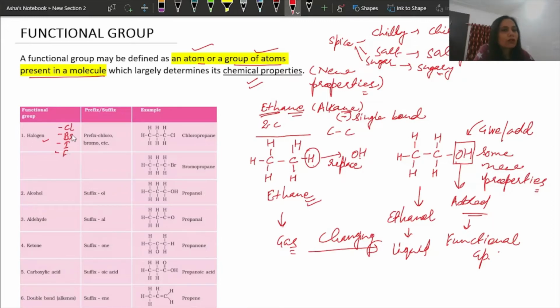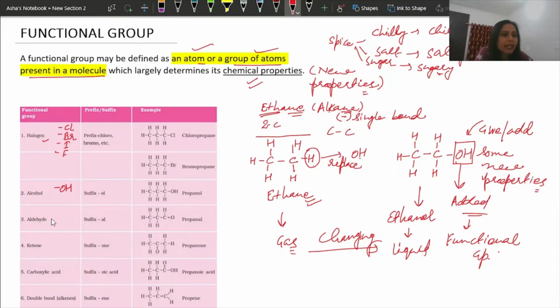Whenever halogens are there, they are always prefixed to the compound like chloro, bromo, iodo, and so on. We will see its example later on. If there is an alcohol, then to the carbon chain, this dash or the bond is showing the attachment to the carbon chain, and you will see OH. If you are seeing OH, it means that the given compound is an alcohol.